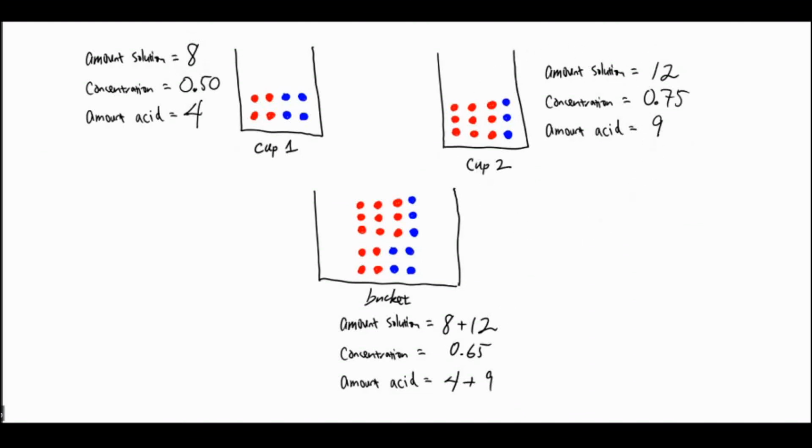Also, the amount of acid in the first cup added to the amount of acid in the second cup, these two things will add together and they will represent the amount of acid in the final cup. However, the thing that doesn't happen, you'll notice, is that if you add 0.50 and 0.75, that is not going to be the concentration. That just doesn't work out.